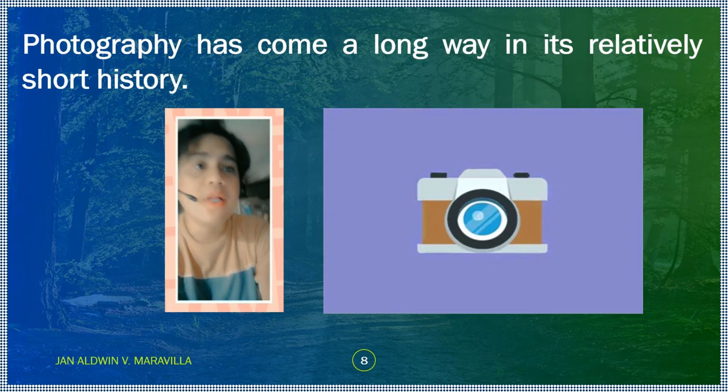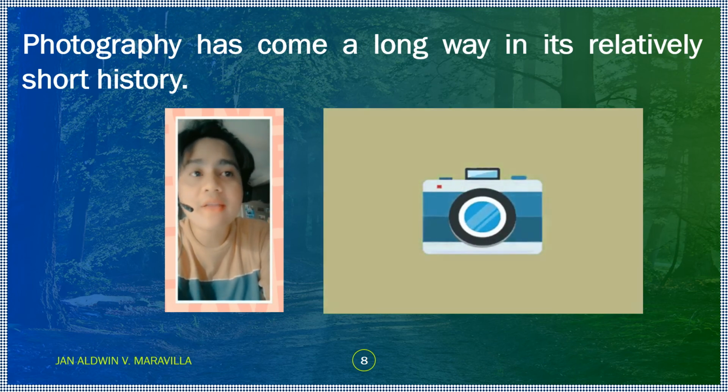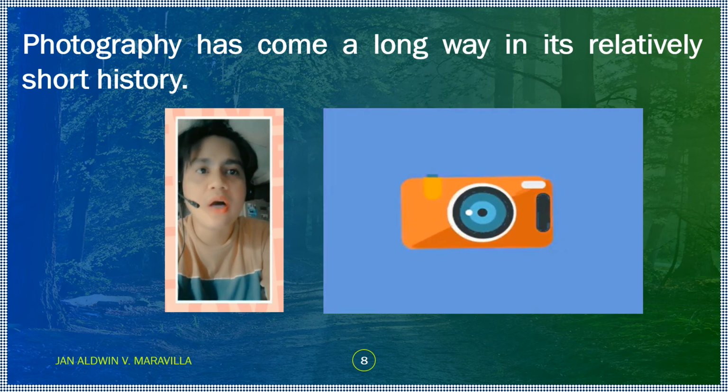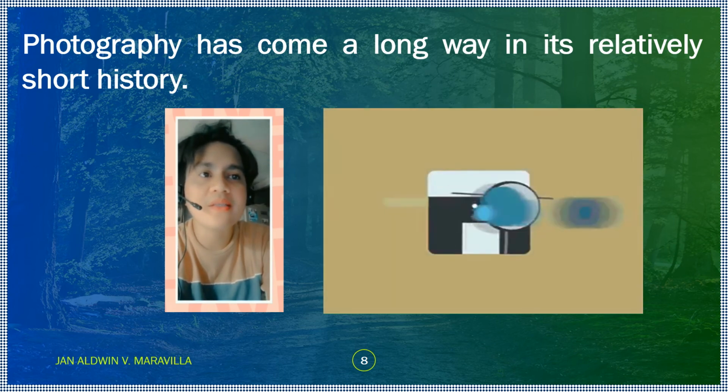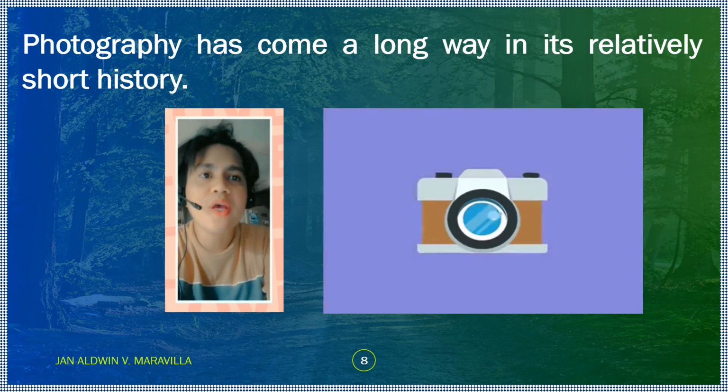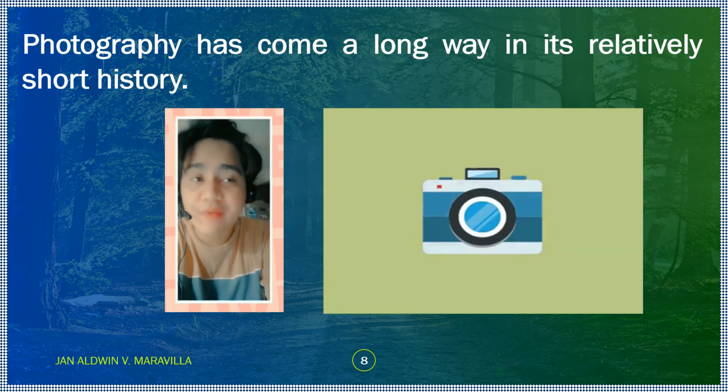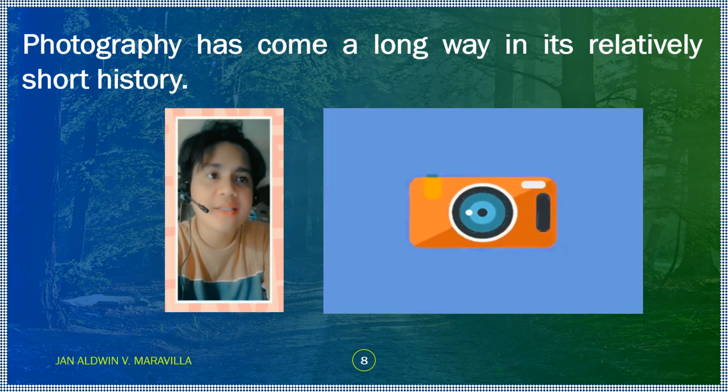Photography has come a long way in its relatively short history. So, in almost 200 years, the camera developed from a plain box that took blurry photos to the high-tech mini computers found in today's DSLRs and smartphones.